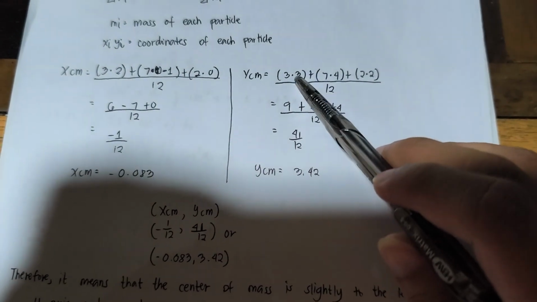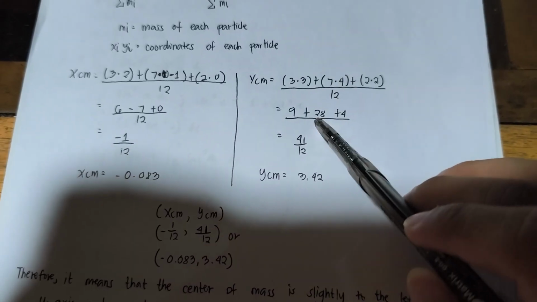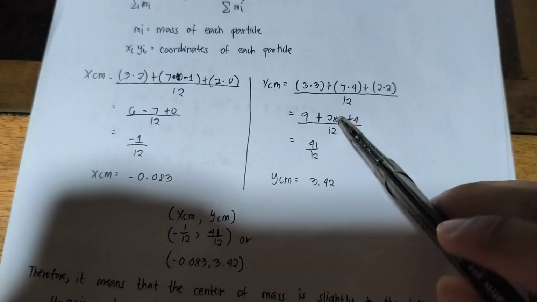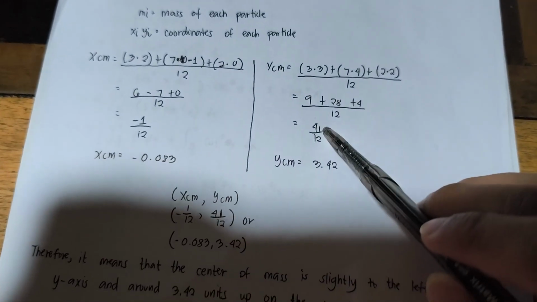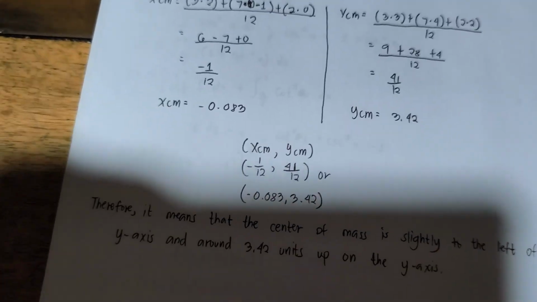Then for y, we have 3 times 3 plus 7 times 4 plus 2 times 2, over 12. Then 3 times 3, we have 9. 7 times 4, we have 28. And 2 times 2, we have 4, over 12. So 9 plus 28 plus 4, we have 41 over 12, or 3.42.